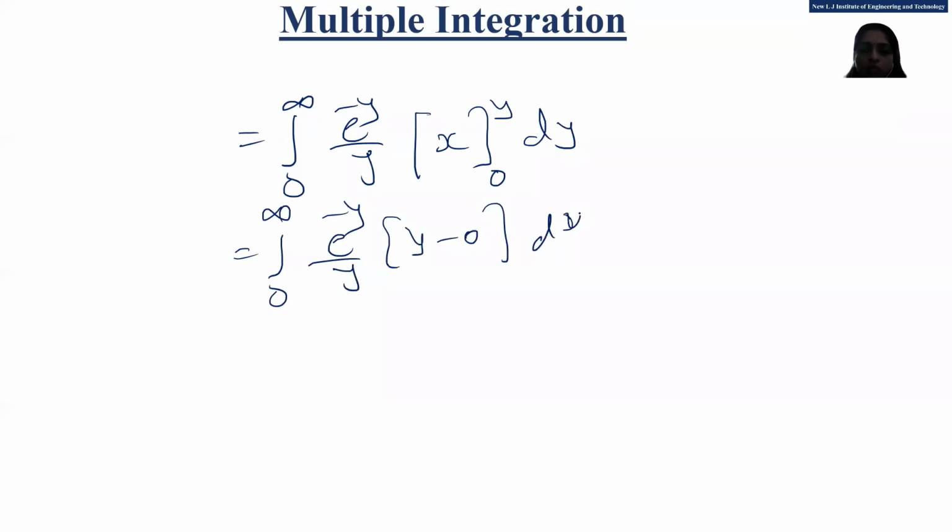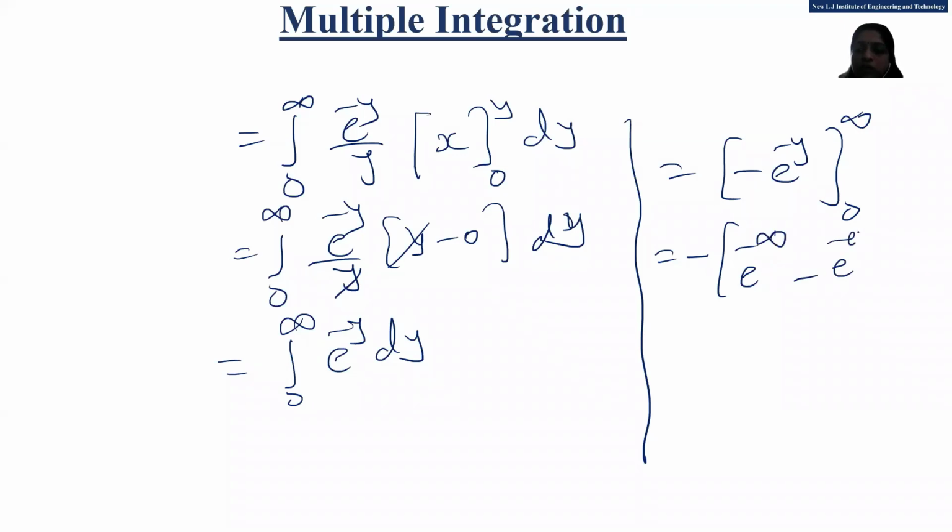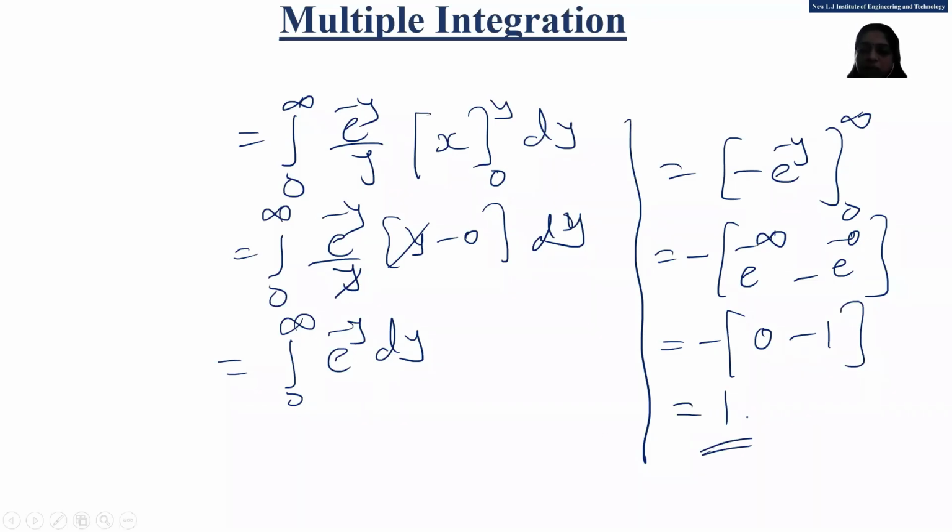So both y will be cancelled, only e raised to minus y is left there. So integration of 0 to infinity e raised to minus y dy, that is minus e raised to minus y, and limits are 0 to infinity. If I take minus common, e raised to minus infinity minus e raised to minus 0. So minus, this is 0 minus 1, so minus minus plus 1. This is our answer. Got it, students?